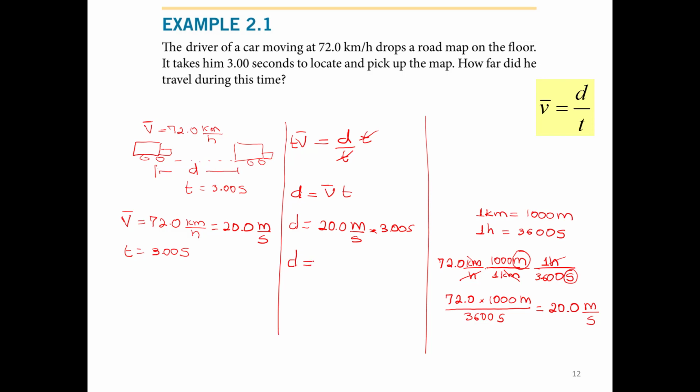We expect the answer in meters because it's distance, this is a length. Then the seconds must cancel out, and we can see the seconds cancel out as we expected. Then 20.0 times 3.00 will be 60.0 meters. We have 3 significant digits, and we want 3 significant digits in the answer. Then the answer in this case will be 60.0 meters.